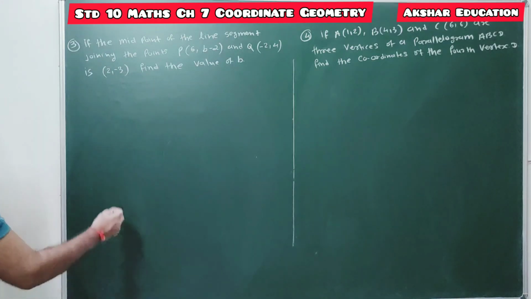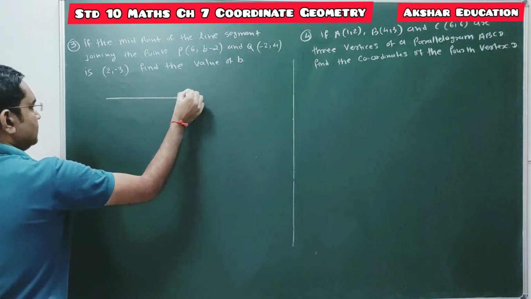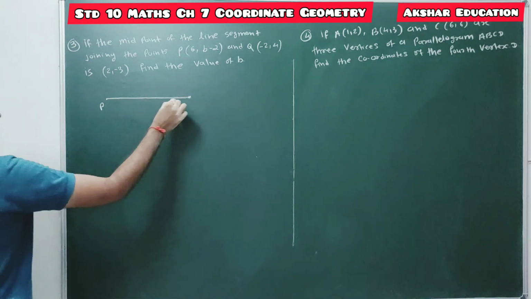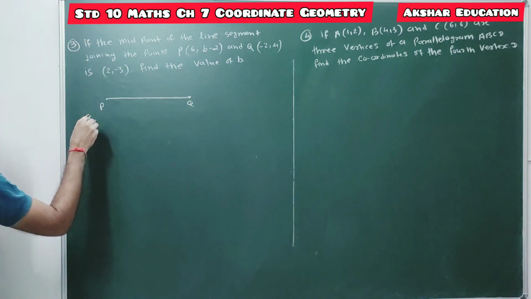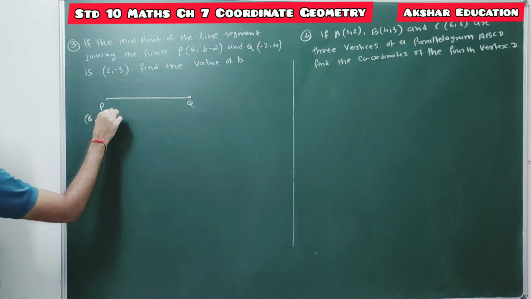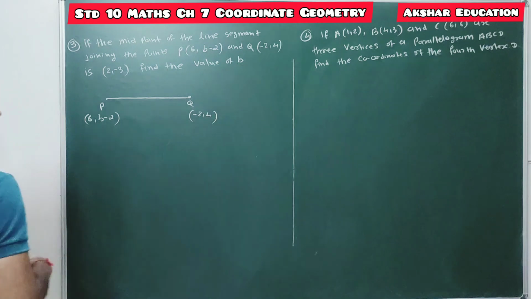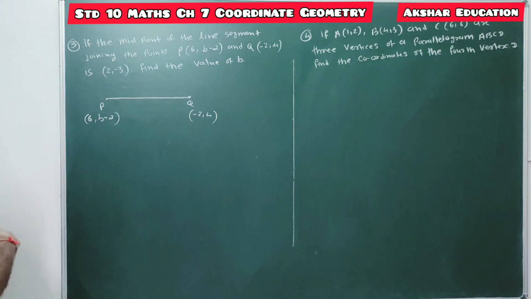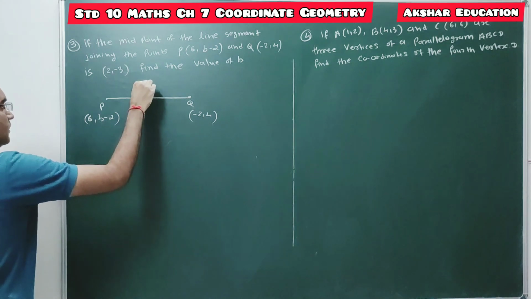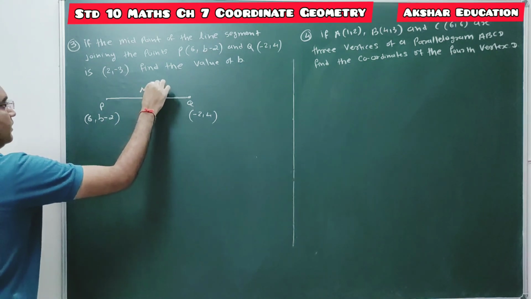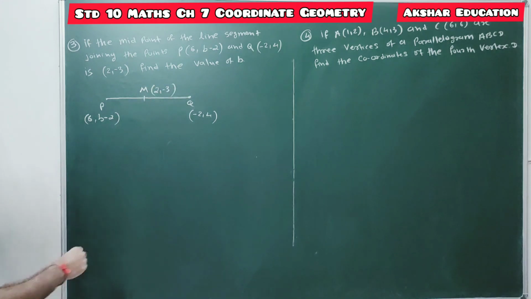Midpoint of the line segment joining the points P and Q. Coordinates of point P are 6 comma b minus 2 and coordinates of Q are minus 2 comma 4. The midpoint of this line segment joining the points P and Q is, suppose, M. So the coordinates of this point M are 2 comma minus 3. You have to find the value of the unknown b. Where is our b? Here.